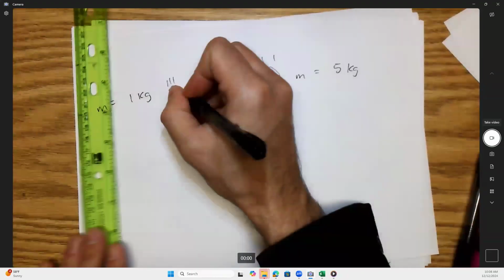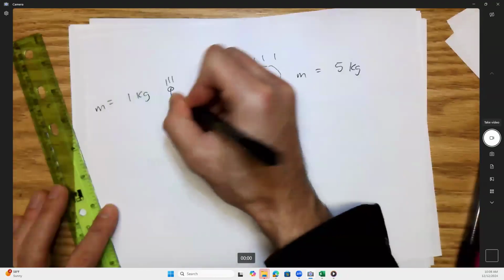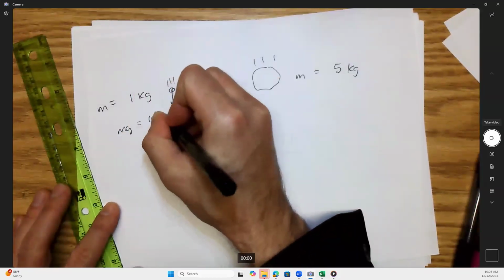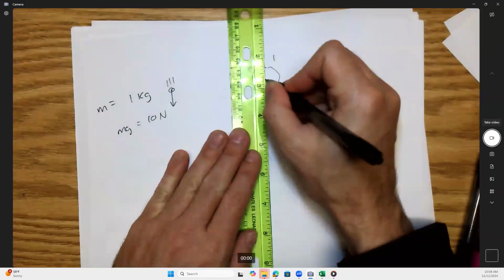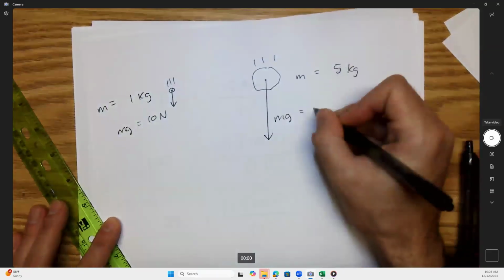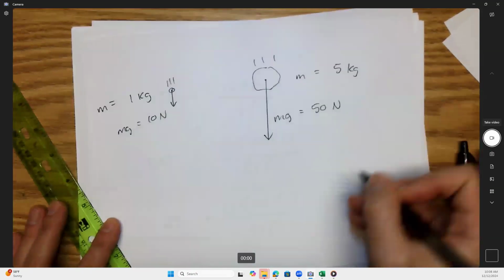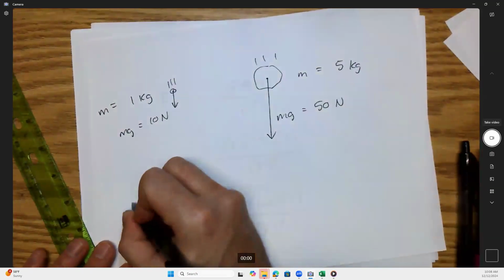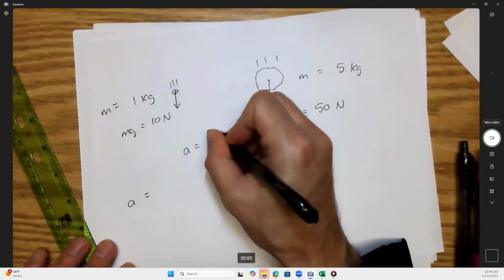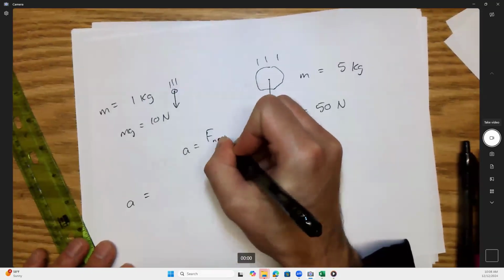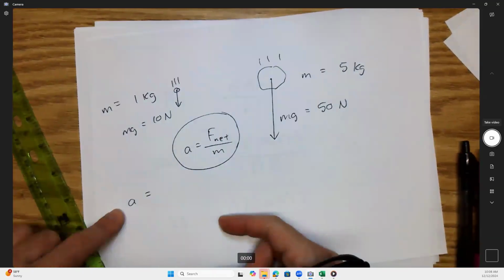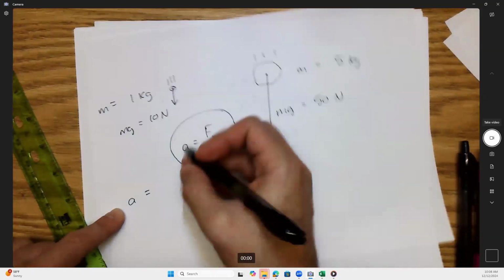What is the weight of this pebble? 10 newtons. What's the weight of this rock? 50 newtons. Okay. So if you want to know what's the acceleration, isn't acceleration equal to net force divided by mass, Newton's second law of motion? Let's try it out for the rock, or sorry, for the pebble.